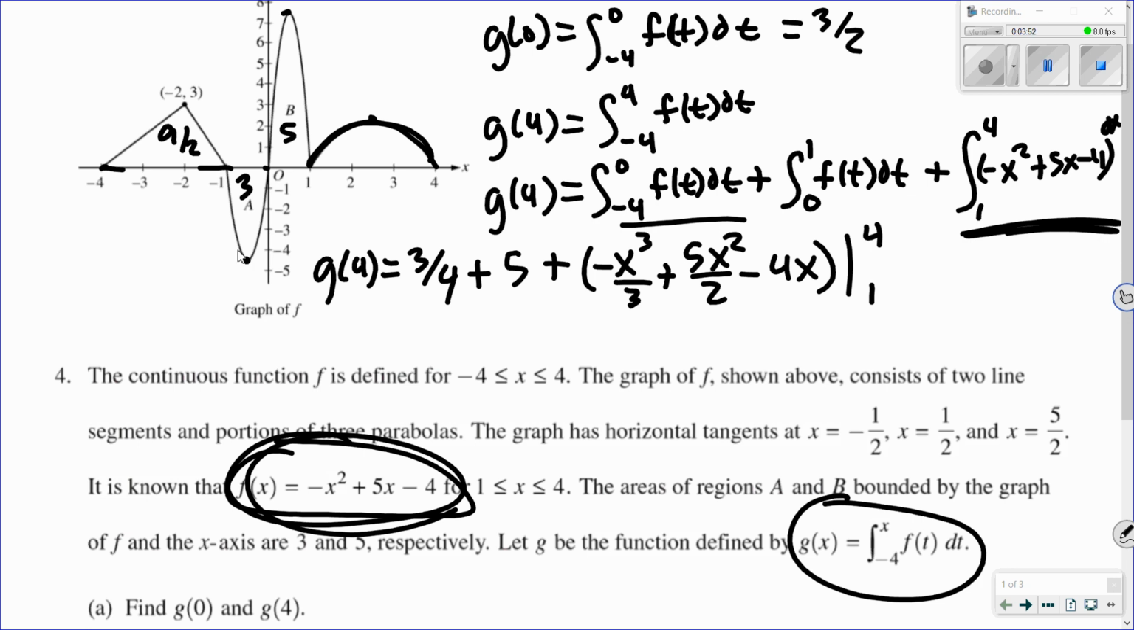Okay, so let's plug all that in there. I end up with 3/4. Ooh, that should not be 3/4. Glad I caught myself. That should have been 3/2, right? That's what we had up above. So 3/2 plus 5. Okay, plug your 4 in. That would be minus 64 over 3 plus, plug 4 in there, that would be 16 times 5, I believe, is 80 over 2, minus, plug 4 in there, 4 times 4 is 16.